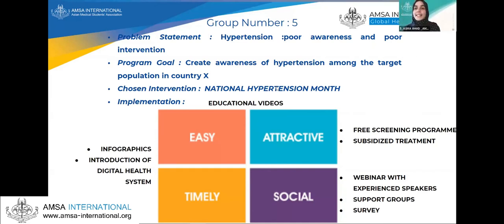Hello, everyone. This is representing Group 5. For our problem statement, we have clubbed everything together and put an umbrella term for this: hypertension, poor awareness, and poor intervention. Why we put this is because it all started with poor awareness, because people were having an inactive lifestyle because they were not much aware. And this became the country with the most number of hypertension cases because there was poor intervention.